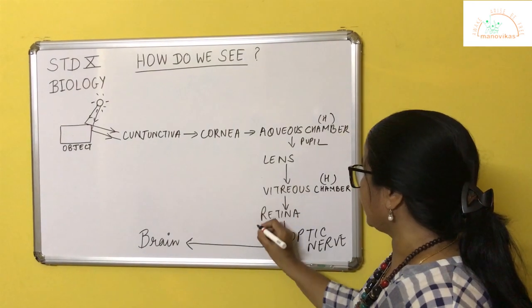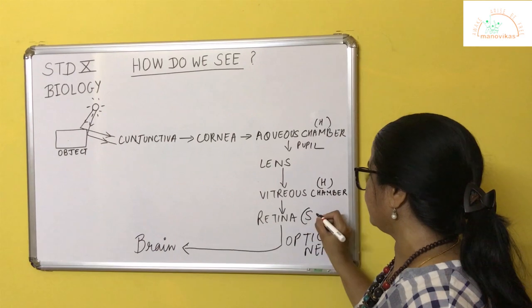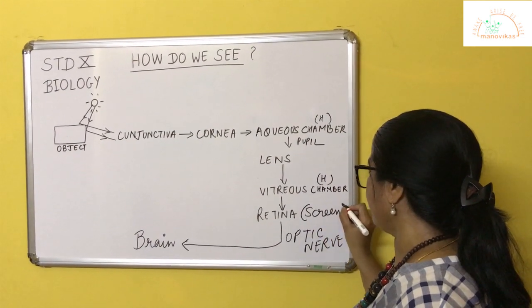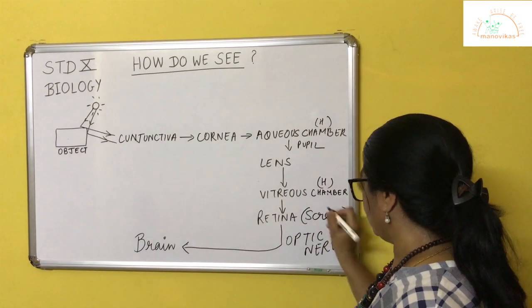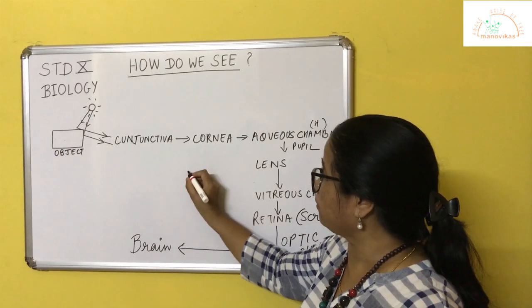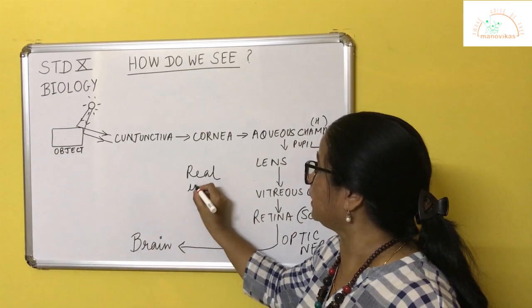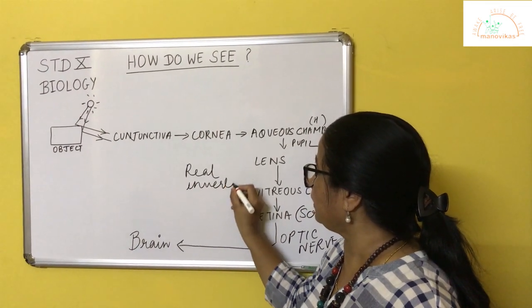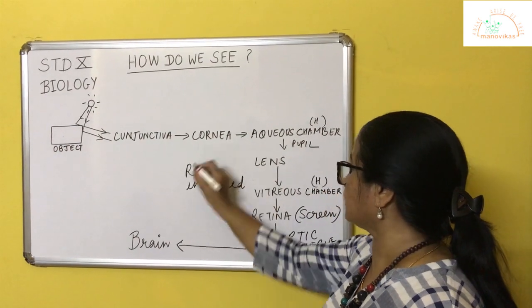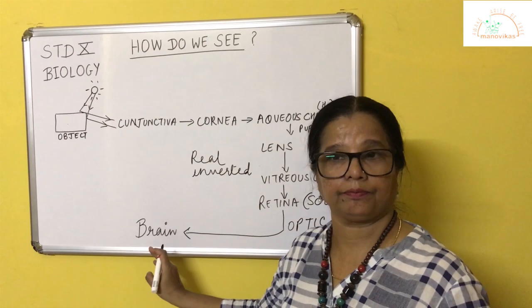Now what happens at the retina? This retina acts as a screen. It shows a screen-like action. So what happens here? The image is formed. What kind of image? Real image. Inverted image. Now all this information via the optic nerve moves towards the brain.